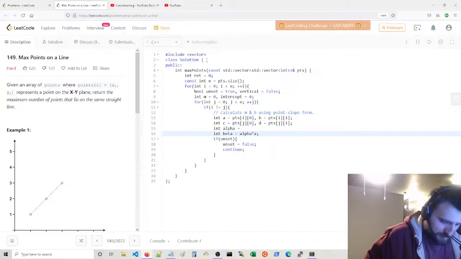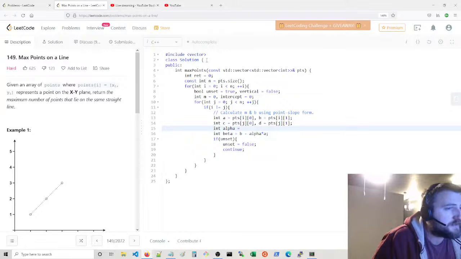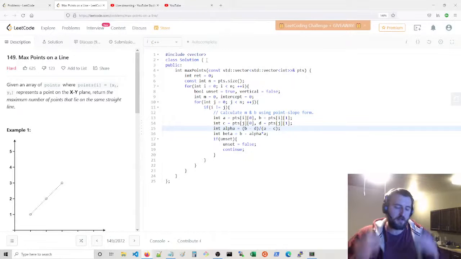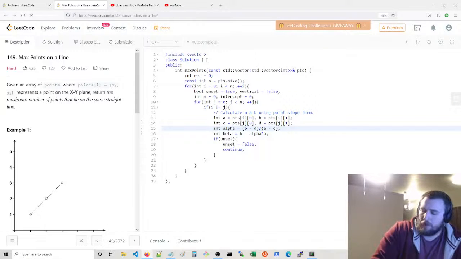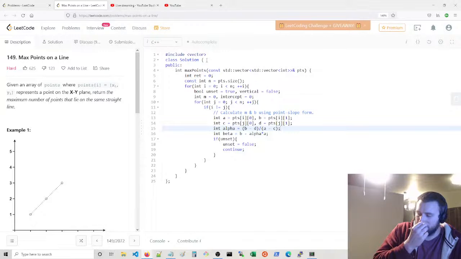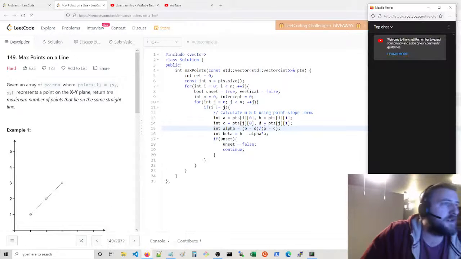So it's negative alpha times A, and it's going to be B minus alpha times A, where alpha is going to be delta y over delta x, and y is going to be B and D, so D minus B, or B minus D, over B minus D over A minus C. So delta y over delta x, if you swap the two with each other, it's still going to be the same slope. So it doesn't matter the order you calculate delta y over delta x.